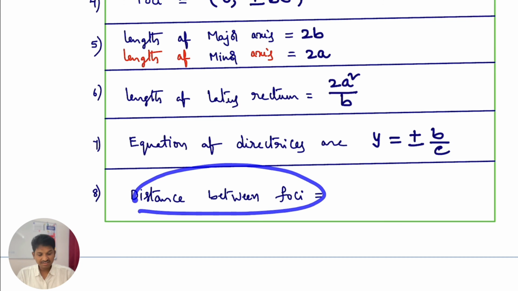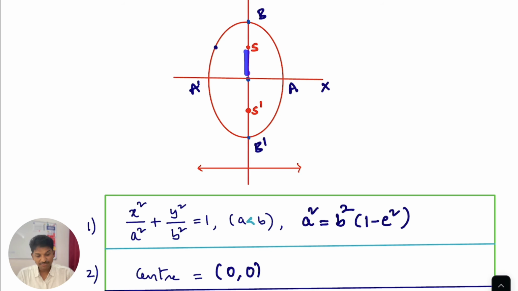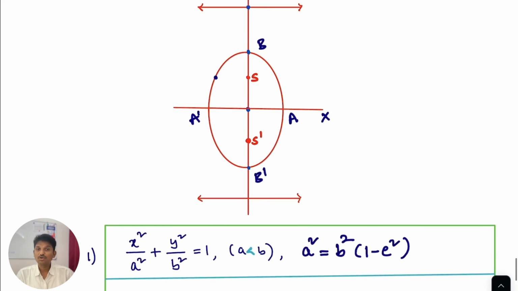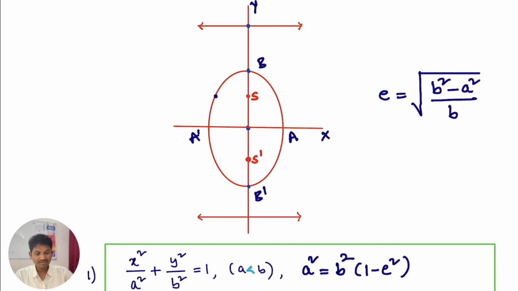Next, distance between foci. You see here, this point is B. This point is B. B plus B is what? It is 2BE. So, distance between foci is 2BE. Last but not the least, eccentricity. What is eccentricity formula? Eccentricity is denoted by E. E is equal to root over b square minus a square divided by b square.